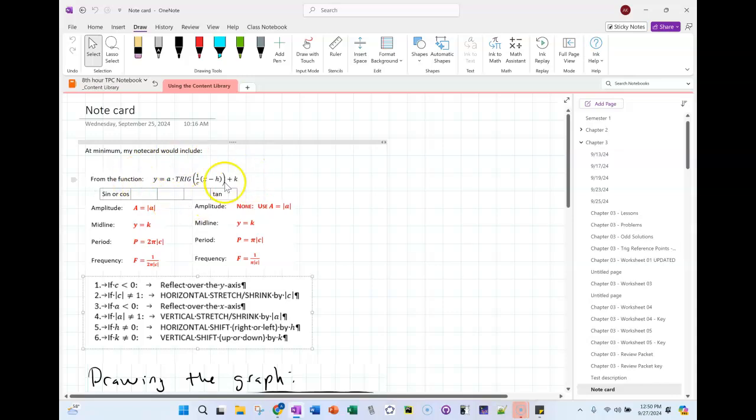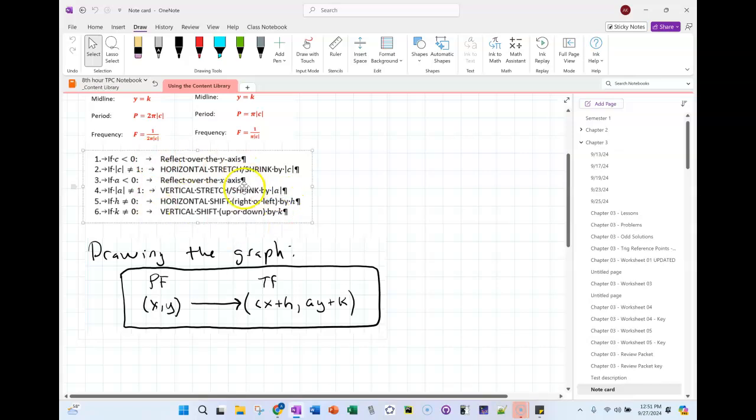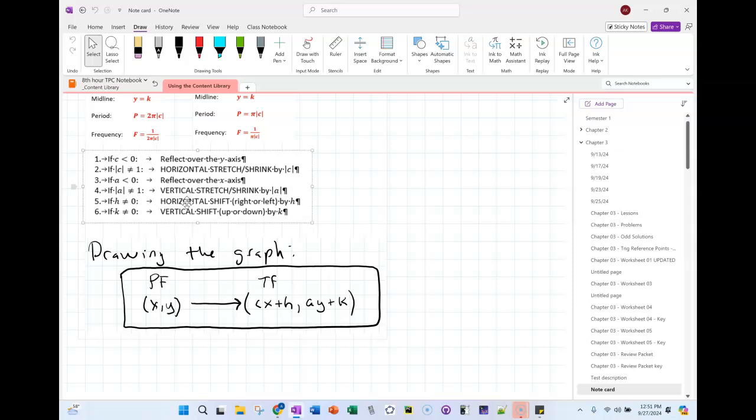So I wrote down the general form of my functions here. In place of trig, that's sine, cosine, or tangent, right? Trig could be any of those, but that's how I find my A, C, H, and K. I wrote down my formulas for sine or cosine, how to find amplitude, midline, period, frequency, and then the same for tangent. Again, this was the criteria for describing the transformation. I will give you this version. You don't need to put that on your note card. It'll be on the test. But if you don't like that version, it's on you to write it the way you like it.